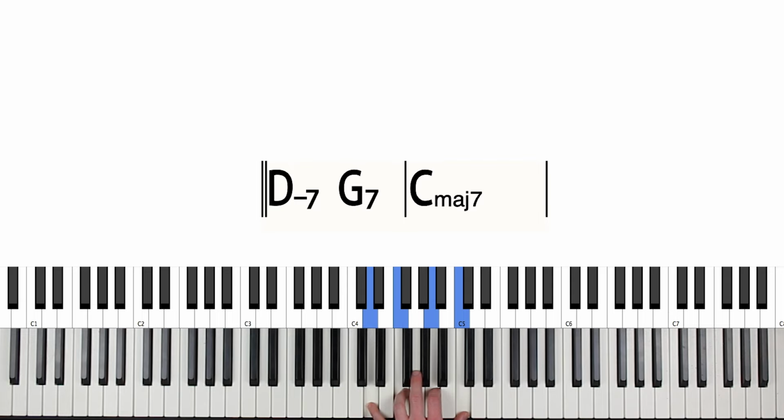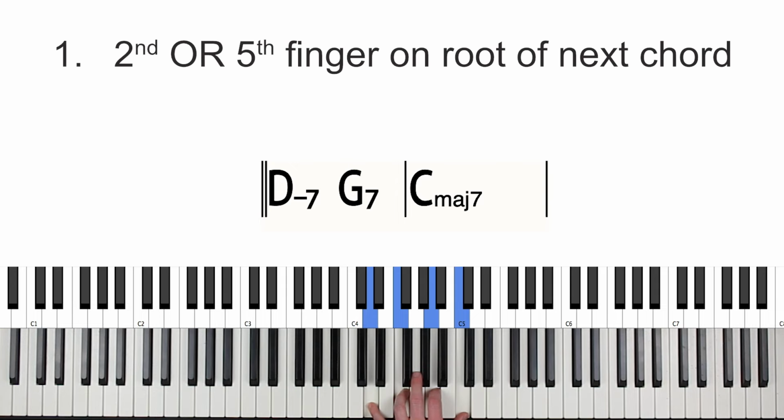Now we're going to use the steps to figure out which position to use for the next chord. Step 1, place the second finger or pinky on the nearest root for the next chord. Use whichever is closer. So the next chord is G-7 and there's a G right here. The second finger is closer, so we're going to place the second finger on the G.